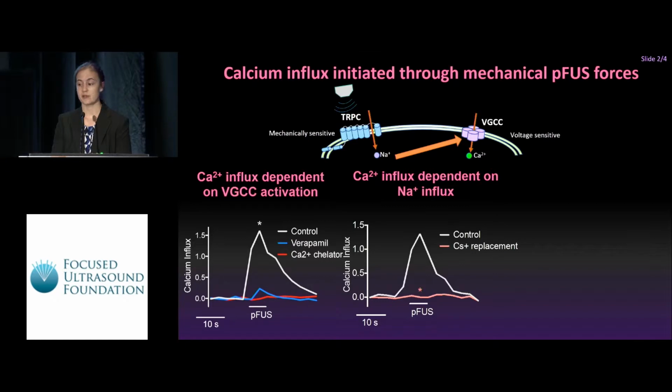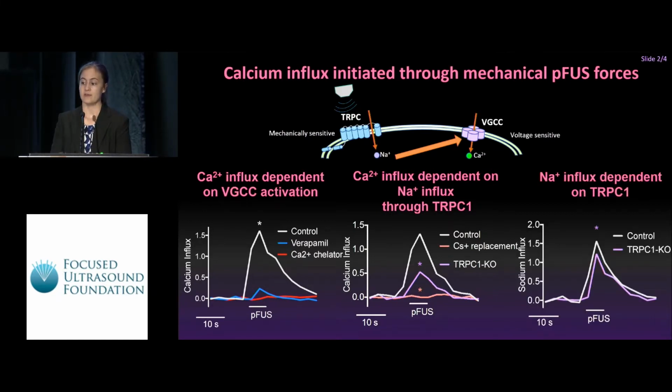However, we also find that this calcium influx is dependent on sodium influx. And we did this by reducing the driving potential of sodium by doing a partial cesium replacement in the extracellular liquid. We further find that this is dependent on TRPC1 through a partial TRPC1 knockout. Finally, we find that this upstream sodium influx is occurring through TRPC1, as a partial TRPC1 knockout does significantly decrease the sodium influx. So the takeaway from this slide is that while voltage-gated calcium channels are necessary for the downstream calcium-dependent response, it is secondary activation to the TRPC1 and then the local depolarizations through the sodium flowing through TRPC1.